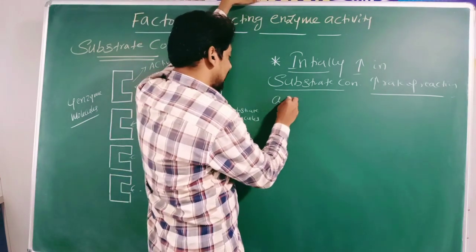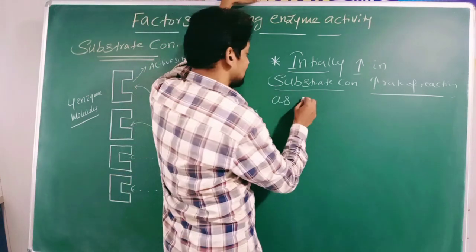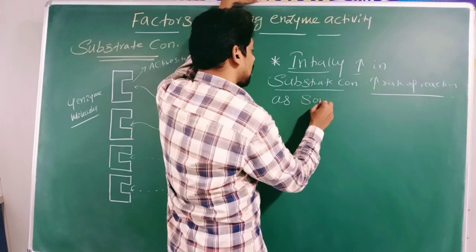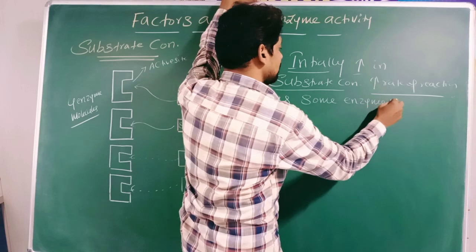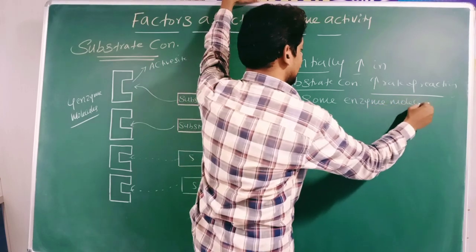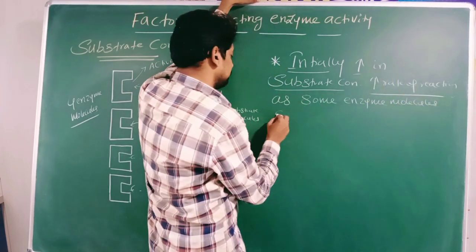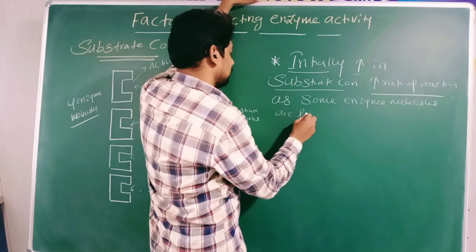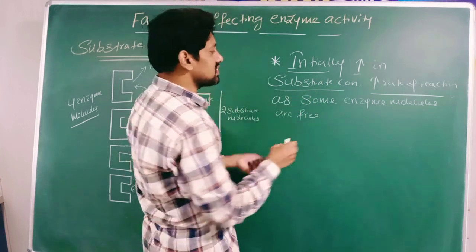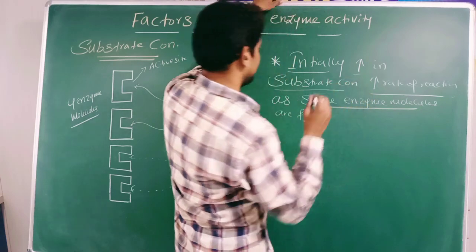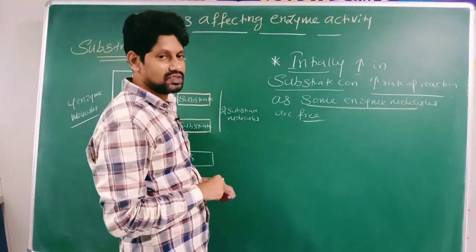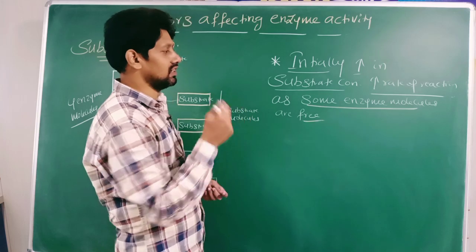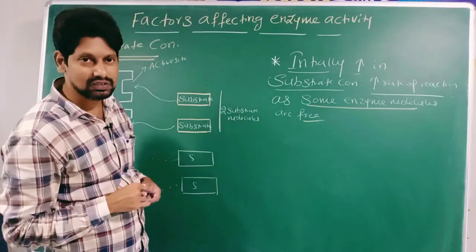Why? As some enzyme molecules are free. What is free? Some enzyme molecules are free. Therefore, initially an increase in substrate concentration increases the rate of the reaction as some enzyme molecules are free.